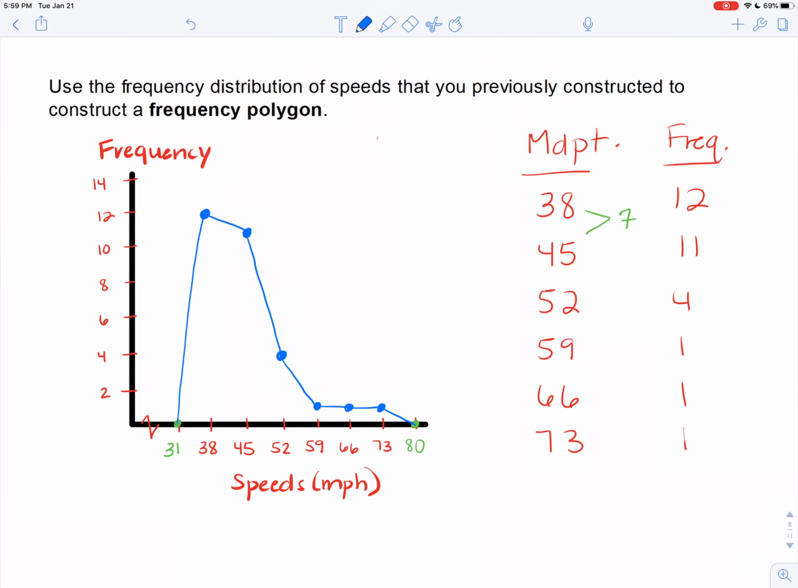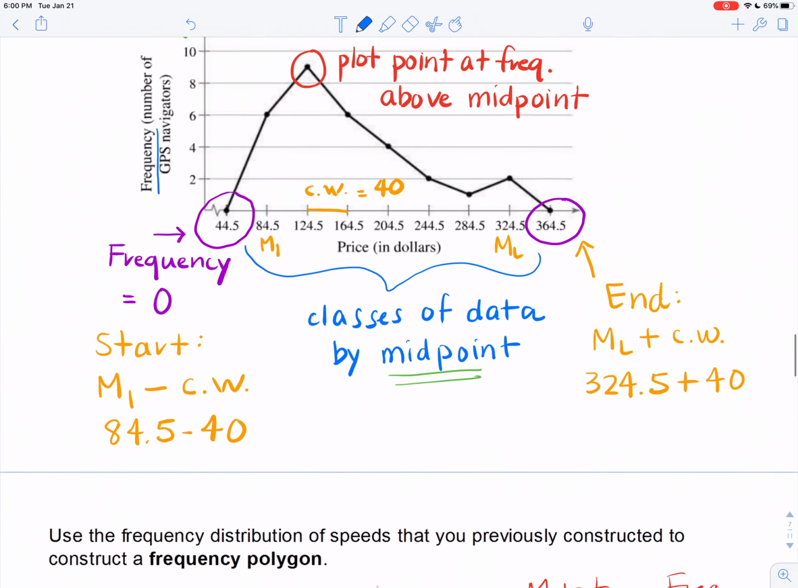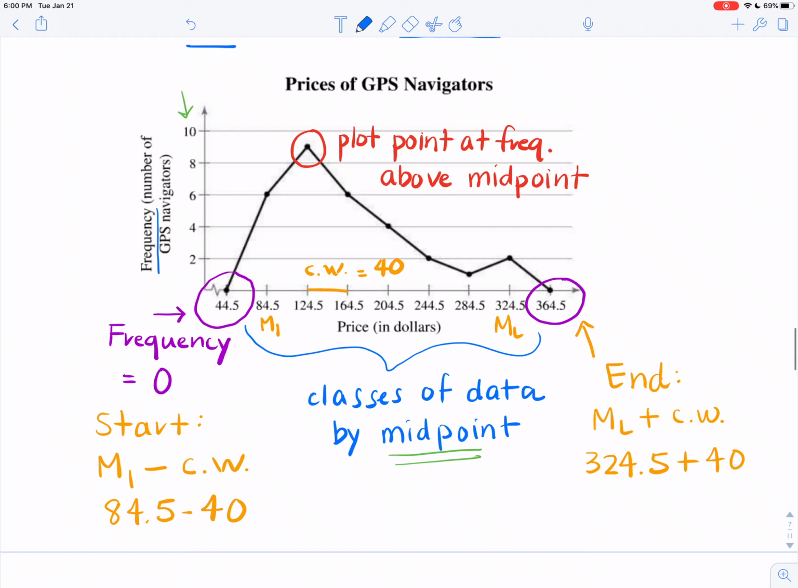All right, so again, very similar to the histogram, but it is a line graph instead of a bar chart. And it has this important characteristic where you have to make sure you begin at frequency 0 and end at frequency 0. And you do this by just moving out from the first midpoint and the last midpoint by whatever your width is so that you maintain that fixed scale.